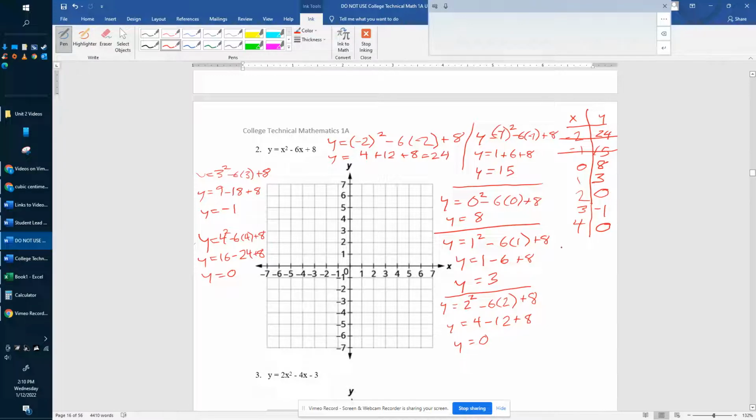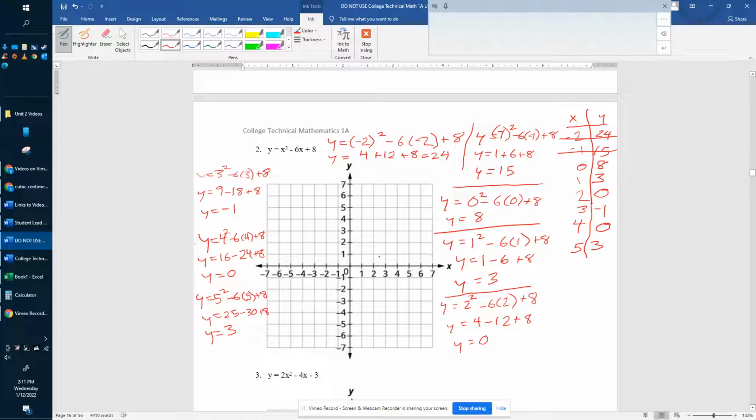So I'm just going to do one more, just to make sure we're on the right track. I'm going to do 5. And I'm going to guess that 5 is going to give us 3. Five squared minus 6 times 5 plus 8. Y equals 25 minus 30 plus 8. 25 minus 30 is negative 5. Negative 5 plus 8 is 3. And my guess is true. I bet if we did 6, it would be 8. But I'm not going to torture you with that.